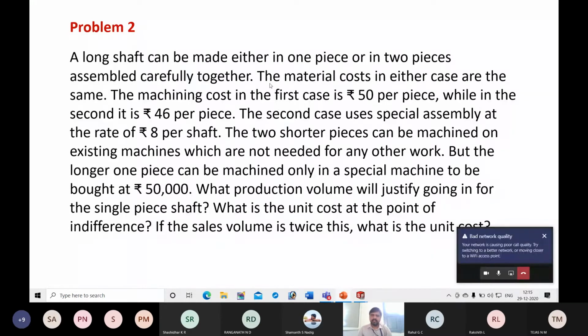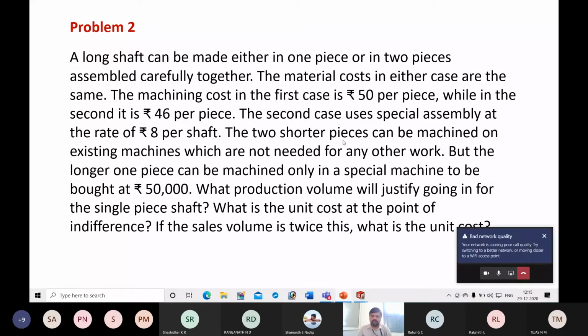Okay, next the material costs are same. Then machining cost is rupees 50 per piece for the first case. Then for the second case 46 per piece, and the second case uses special assembly at the rate of rupees 8 per shaft. So in order to do assembly, it costs 8 per shaft.